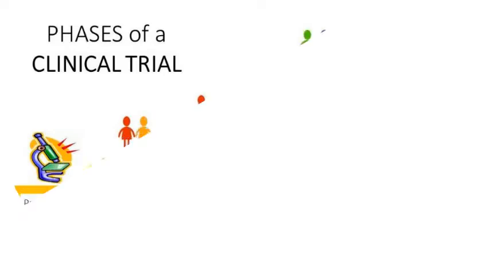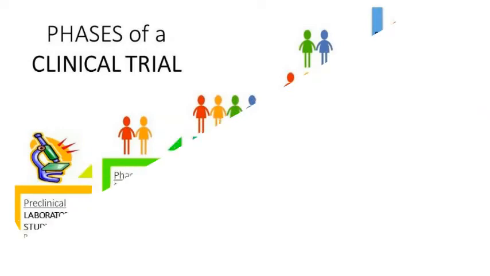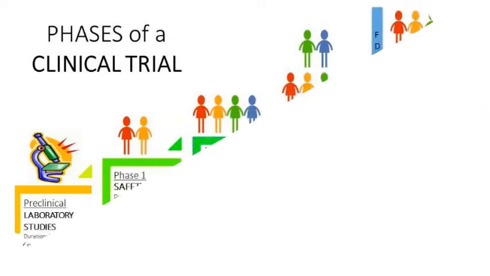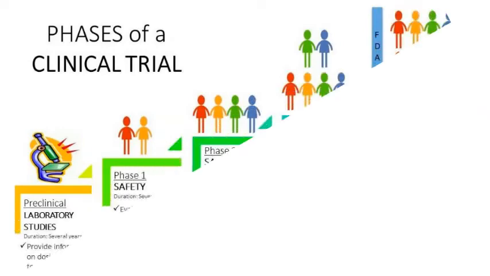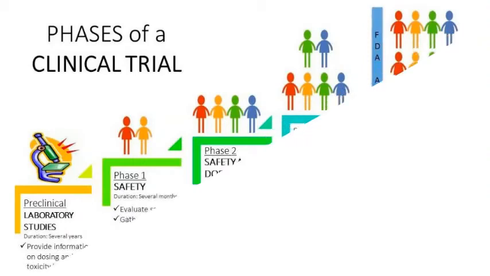Phase 1 is the safety phase. This usually lasts for several months. Here, the safety of the drug is evaluated. Information is gathered about how a drug interacts with the human body.